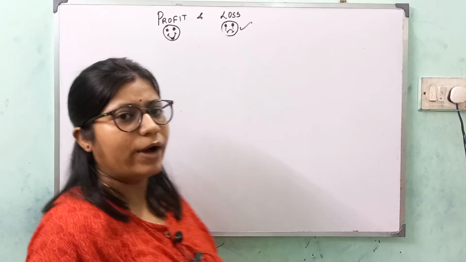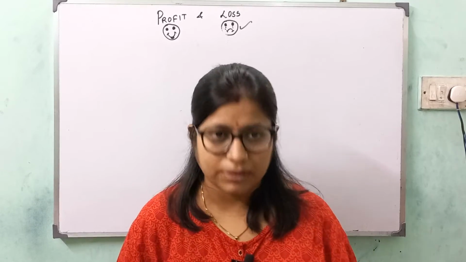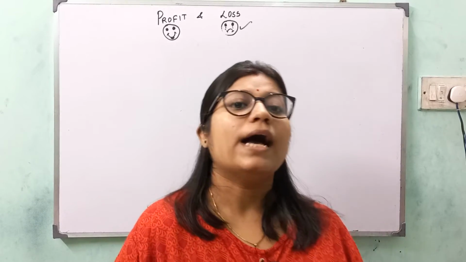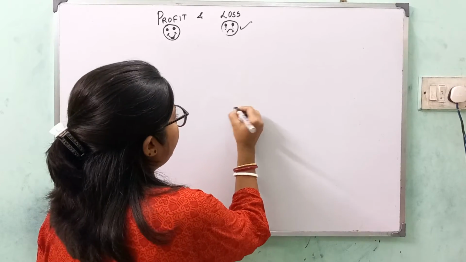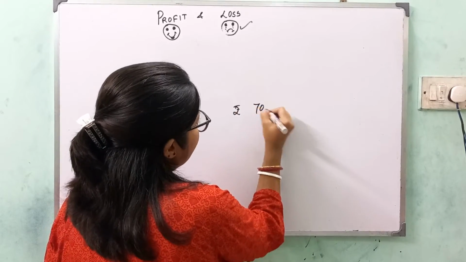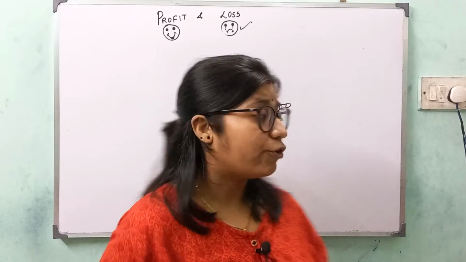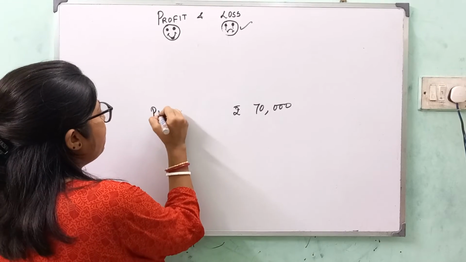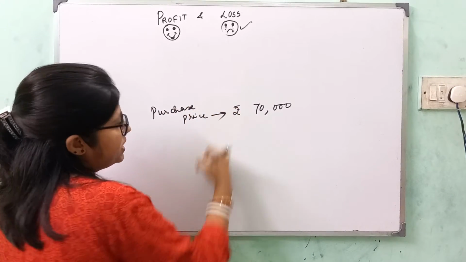Now, often you have seen a situation, suppose you go to a market to buy something. Say you bought a particular furniture and you want to bring it home. Say you bought a piece of furniture for rupees 70,000. Now you have to bring it home. So this was your purchase price. At this price you had purchased the item.